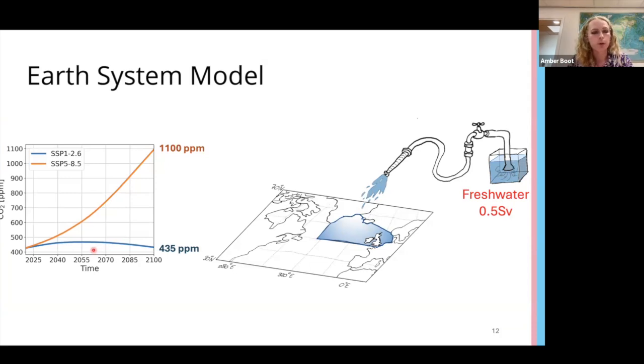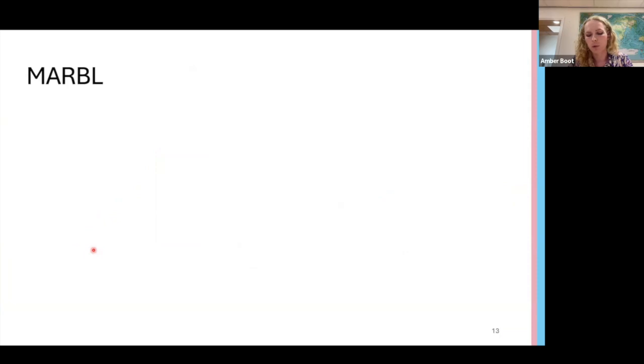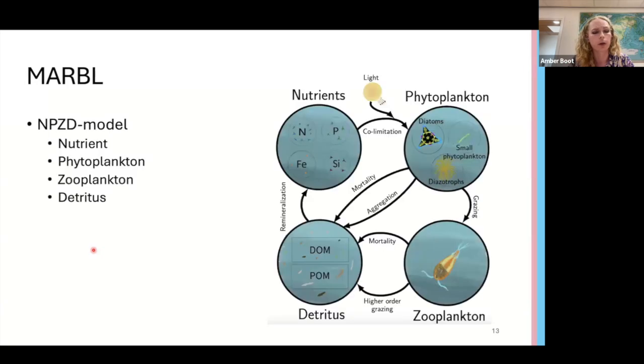But before we go to the results, I will talk a little bit about MARBLE, the Marine Biogeochemical Library. This is based, just as many other biogeochemical models, on what we call an NPZD model, which stands for Nutrient Phytoplankton Zooplankton Detritus model. In this model, we have 4 different nutrient types: nitrogen, phosphate, silicate, and iron. Together with temperature and light, they co-limit the production of 3 different phytoplankton groups.